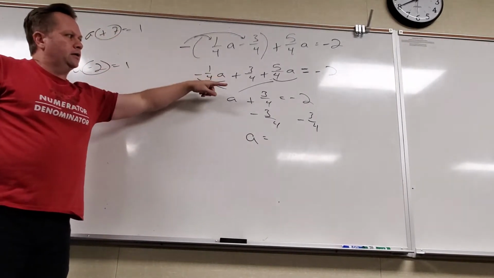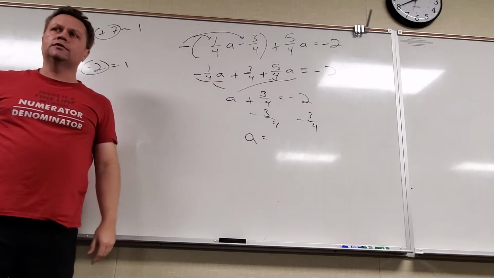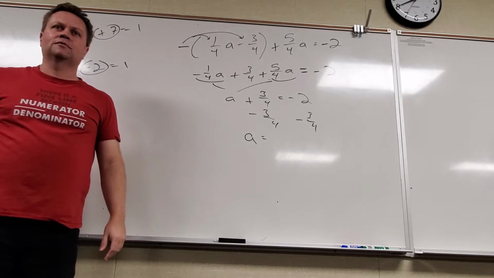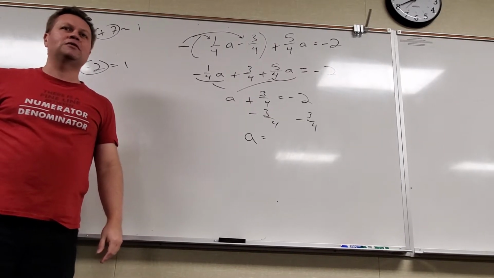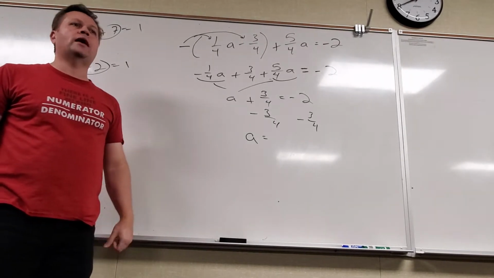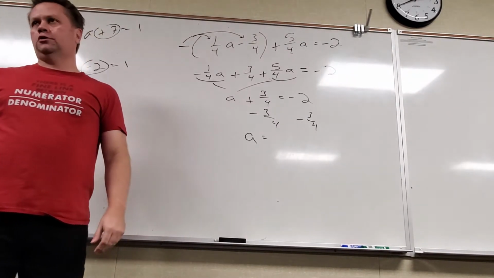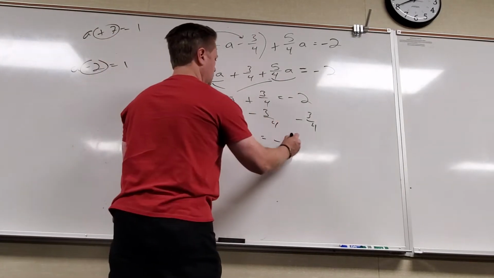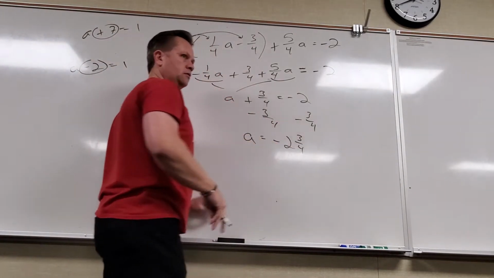And of course, I could put that together a few different ways. 1 and 1/4? No. They're both negative, so you add them. One. No. They're both negative, so you add them. So negative 2 and 3/4. That's one way to do it.